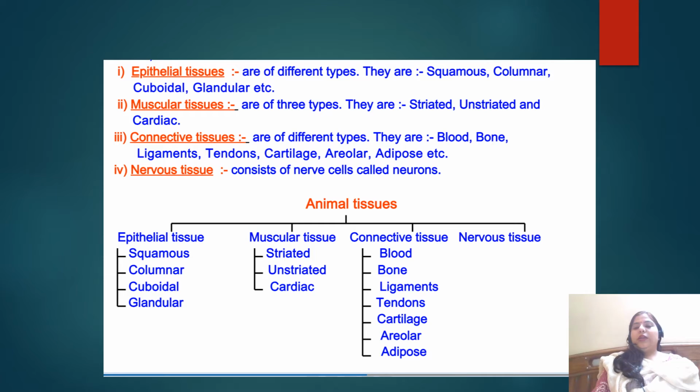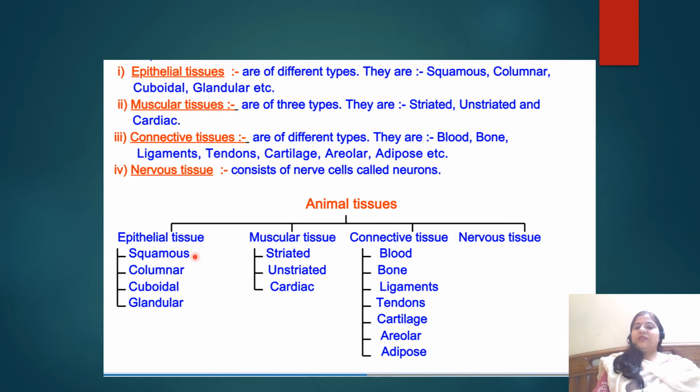The next slide. Now we'll be understanding the different types of animal tissue. I have already given you, in the starting introduction, how many types of animal tissues there are. So we have basically four types of tissue: epithelial tissue, muscular tissue, connective tissue and nervous tissue. In this flow chart there is a further classification of these tissues. So let's go one by one and understand the different types of animal tissue and their further divisions. Coming back to the first type of tissue, that is epithelial tissue.